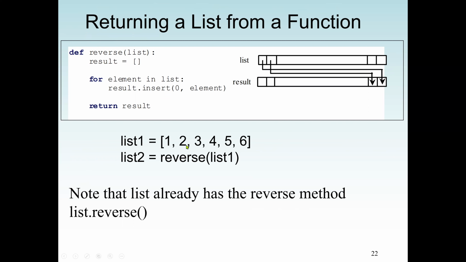So here if we have list 1 as 1, 2, 3, 4, 5, 6, and list 2 of reverse list 1, which means it will be 6, 5, 4, 3, 2, 1. We call the reverse method to reverse list 1 and assign to list 2. Here we should know that the list already has a reverse method, which is list.reverse. So list 2 will be 6, 5, 4, 3, 2, 1.